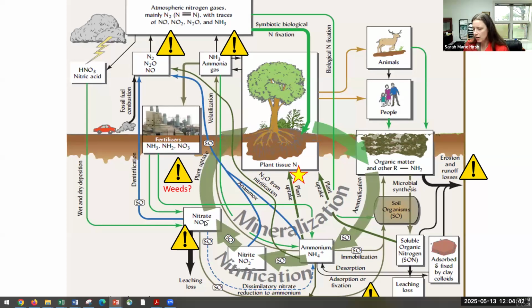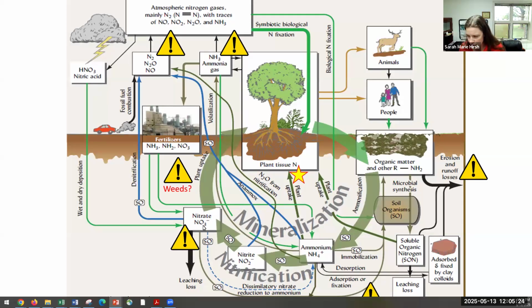rather than the nitrogen being lost through other pathways. Some of the pathways I'm talking about: if we look at the form nitrate, which is nitrogen plus three oxygens and is negatively charged, that can be lost really easily through leaching, or rain going down through the soil. That is a big risk for loss of nitrate. The ammonium form can be lost through volatilization. You can see this green arrow, and it becomes a gas. So ammonium can be converted to ammonia gas and be lost as a gas.